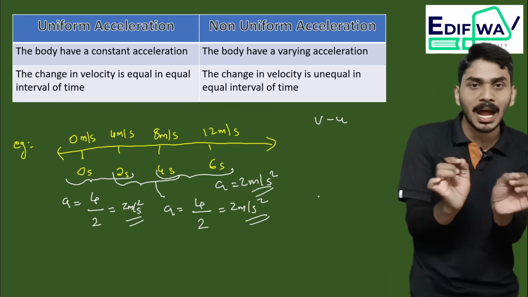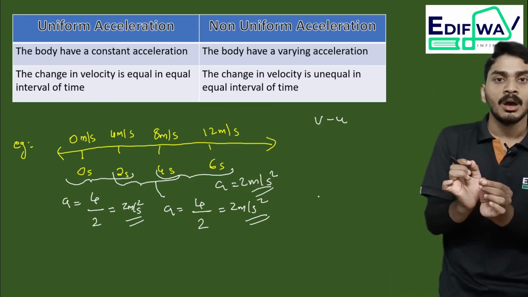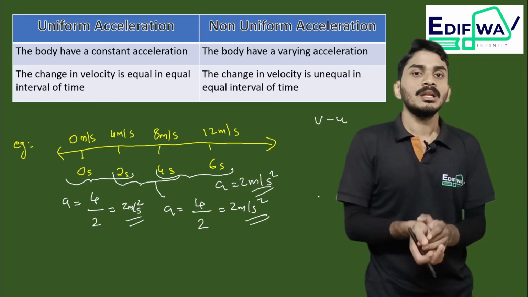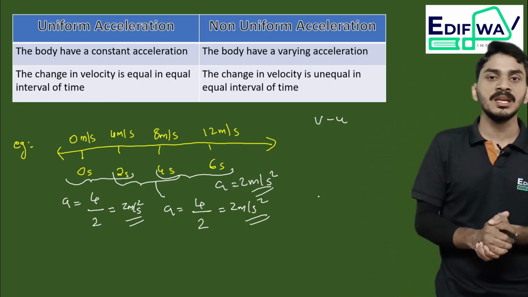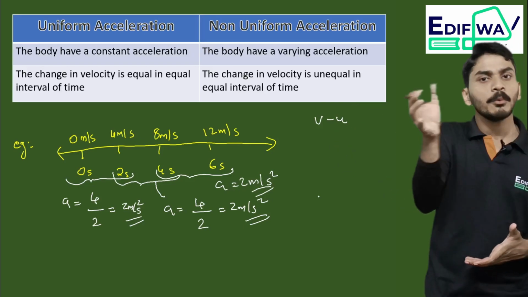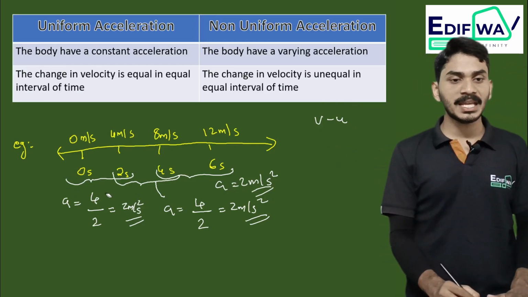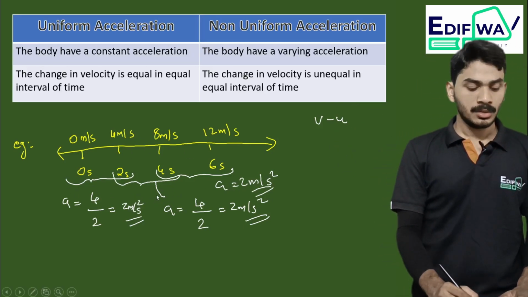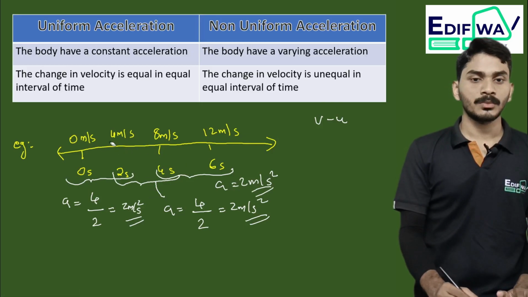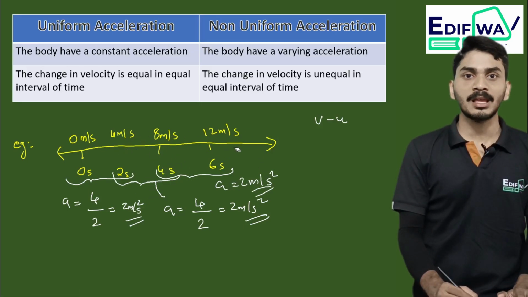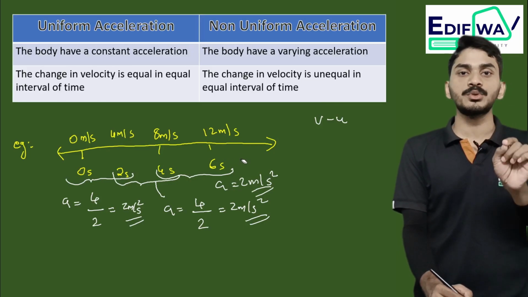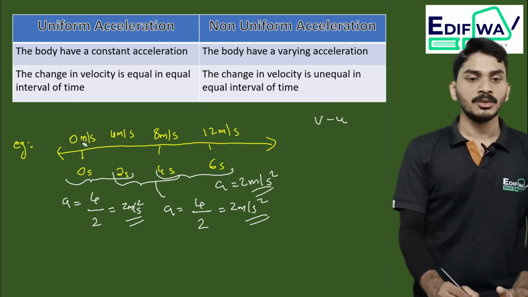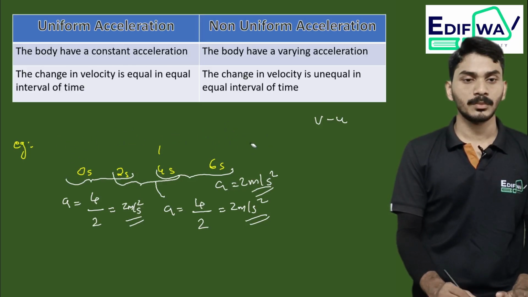If the body is having unequal change in velocity, whether the acceleration will be non-uniform or uniform, let's see that. We'll take an example and we will see that. So you have to note these examples also. If they are asking in the examination, then you have to give this example. Clear? So I'll erase this.